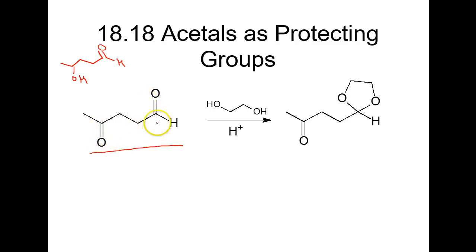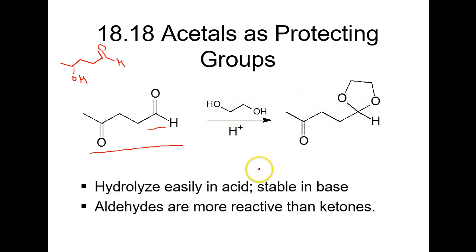Is there any way to take this out of the equation, protect this somehow, then do your chemistry on the ketone, and then go back and get back your aldehyde? And the answer is yes. That's what acetals are used for, protecting groups. Since my aldehyde is more reactive, if I use the acetal formation reaction, I protect the carbonyl.